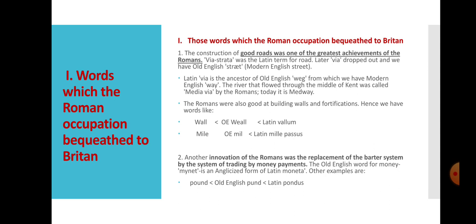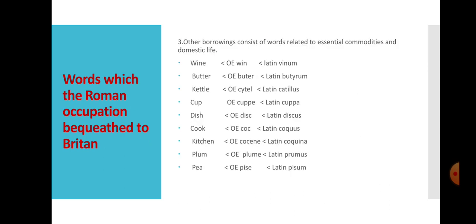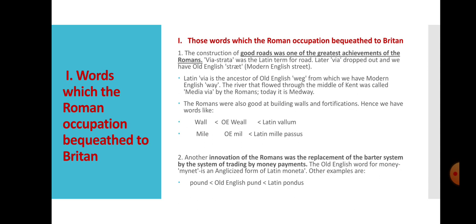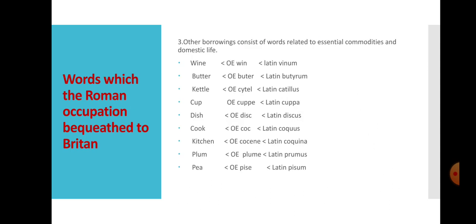So the next, there are other words. There are also so many other words that find their place in Old English from Latin. The next category is words related to essential commodities or domestic life. There are so many words that entered Old English through Latin words that are related to essential commodities and domestic life. Examples are cited here. Just go through it.